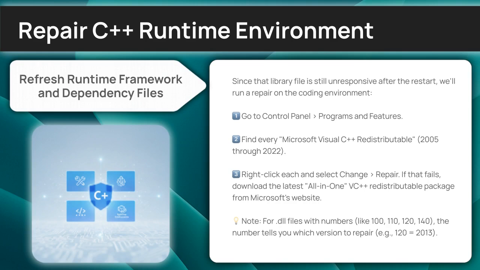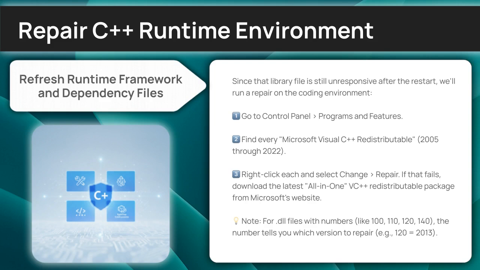Since that library file is still unresponsive after the restart, we'll run a repair on the coding environment. First, go to Control Panel, then select Programs and Features. Second, find every Microsoft Visual C++ redistributable, 2005 through 2022. Third, right-click each and select Change, then select Repair. If that fails, download the latest all-in-one VC++ redistributable package from Microsoft's website.